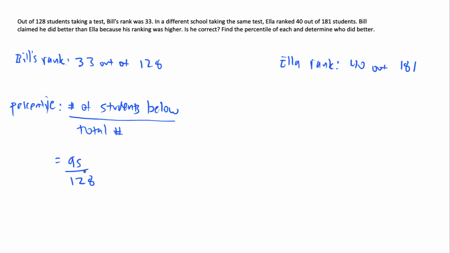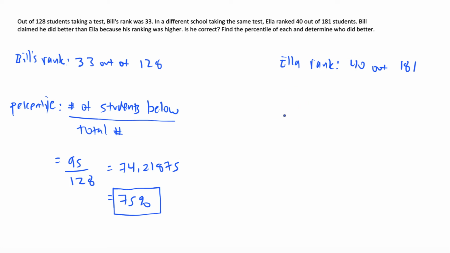Now you have to be careful with this in your calculators. It gives you 74.21875. Now remember, with percentiles, we always round these up. So even though it's 74.2, we don't round this down to 74. We would have to round this up to 75%. So that would be Bill's percentile. Bill did better than 75% of his class.